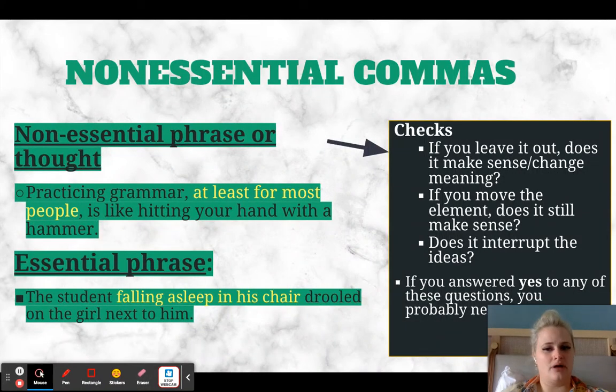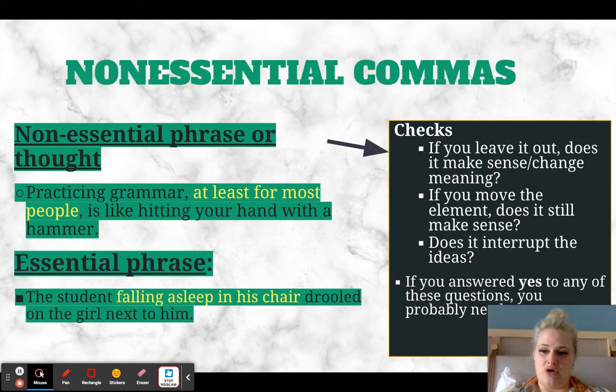Practicing grammar, at least for most people, is like hitting your hand with a hammer. If I move that to the front or the back, it still makes sense. But if I also took it out, practicing grammar is like hitting your hand with a hammer, right? It absolutely can stand alone. But if I move it to the front, at least for most people, practicing grammar is like hitting your hand with a hammer.